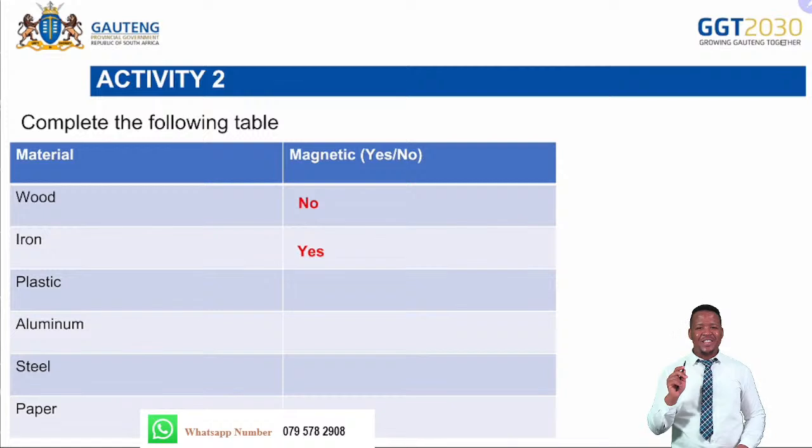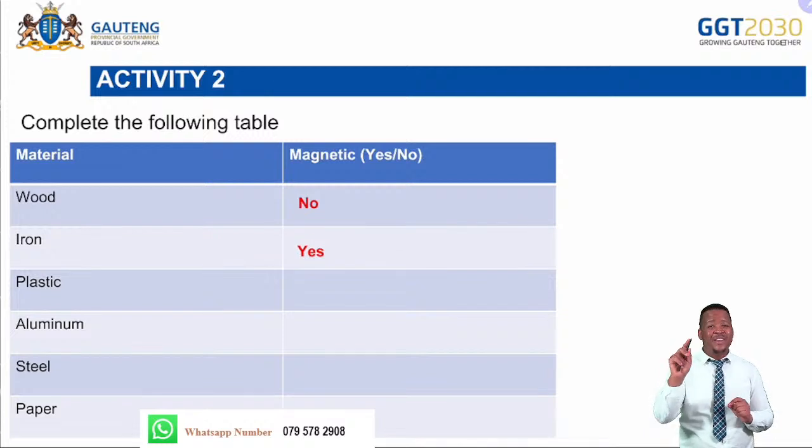Okay, I can see we have different questions now coming on the WhatsApp. People are worried about aluminium now. Yes, we'll come to aluminium. That is the most interesting part.